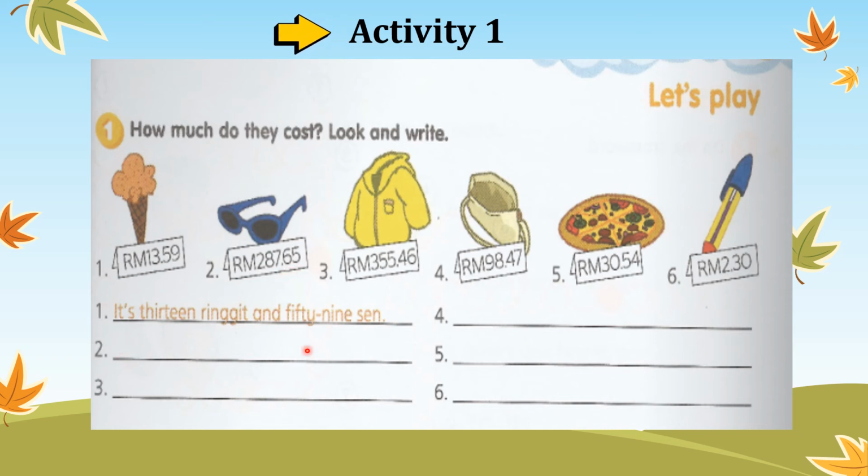So how to write in a sentence? Next one, 355 ringgit and 46 cents. Number 4, 98 ringgit and 47 cents. Number 5, 30 ringgit and 54 cents. Number 6, 2 ringgit and 30 cents. So try to write down in your module.